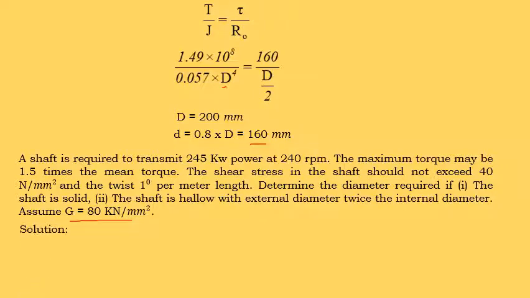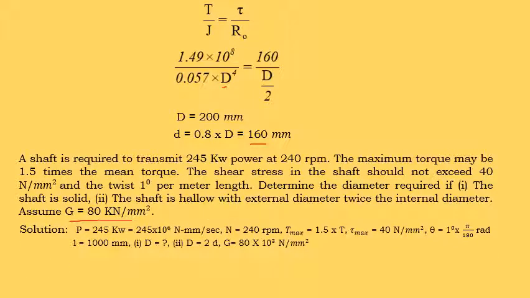So first thing is we have to extract the given data. Power is given in terms of kilowatt, therefore convert it into Newton millimeter per second. Then speed is given, 240 rpm. Maximum torque is given. Maximum torque is 1.5 times the mean torque. Therefore T max is equal to 1.5 times capital T. Relation between mean torque and maximum torque is given.